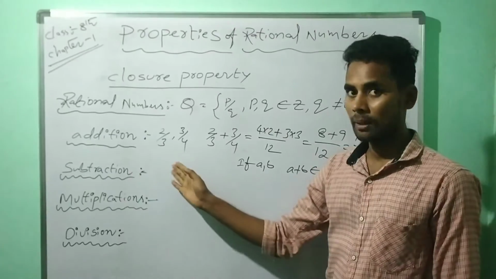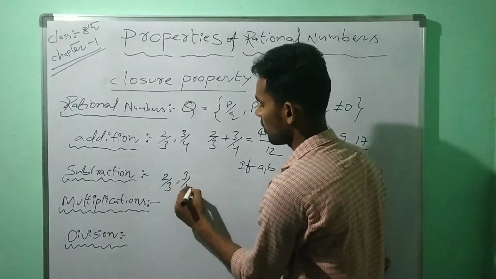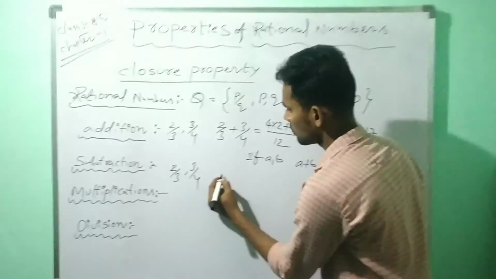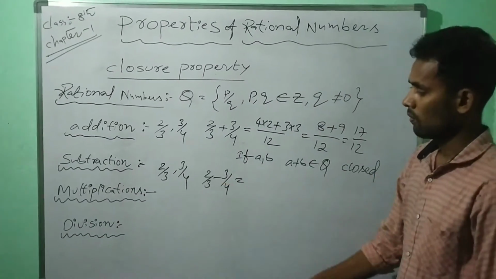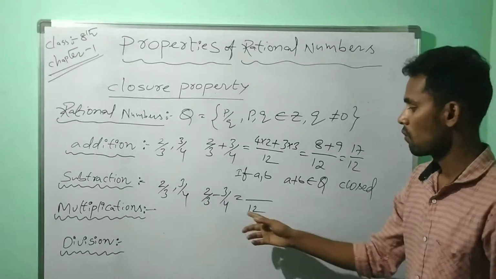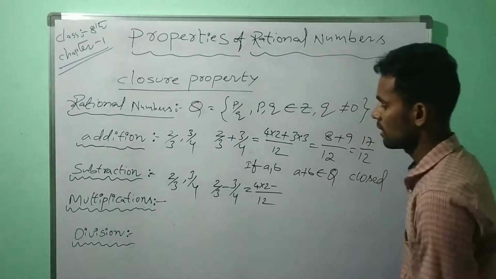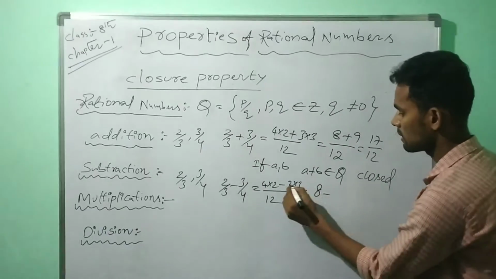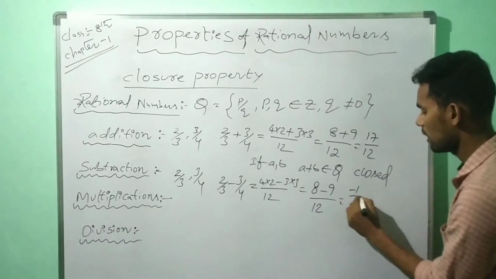Now discuss subtraction. For example, 2 by 3 and 3 by 4. These numbers are also rational numbers. What is the difference? 2 by 3 minus 3 by 4 equals, first of all, the denominator LCM. 3 fours are 12. 4 into 2 is 8 minus 3 into 3 is 9 over 12, equals minus 1 by 12.